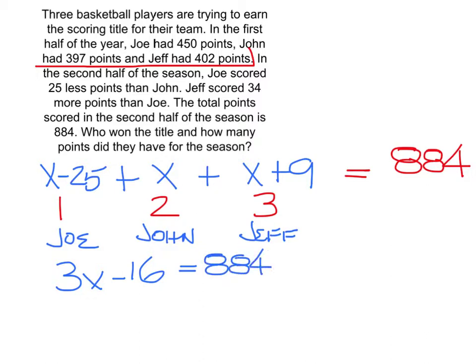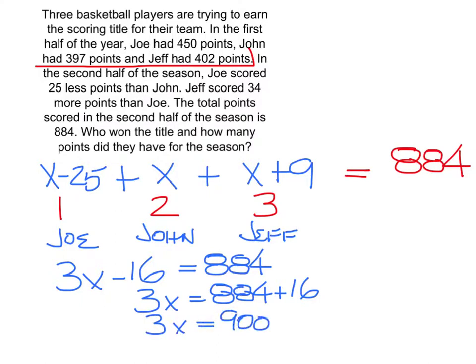Move the minus 16 to the right and make it plus 16. What's 884 plus 16? 900. That makes X equal to what? 300. All right. So if X is 300, we can go back here and put in John's points for the second half of the season as 300. And that means Joe had 275 and Jeff had 309.